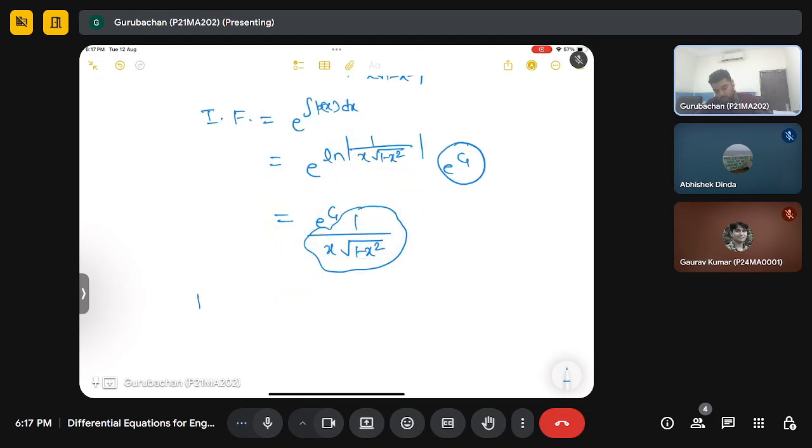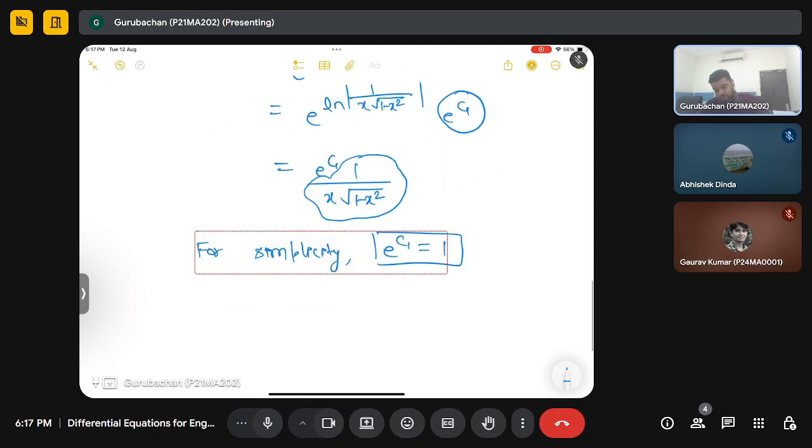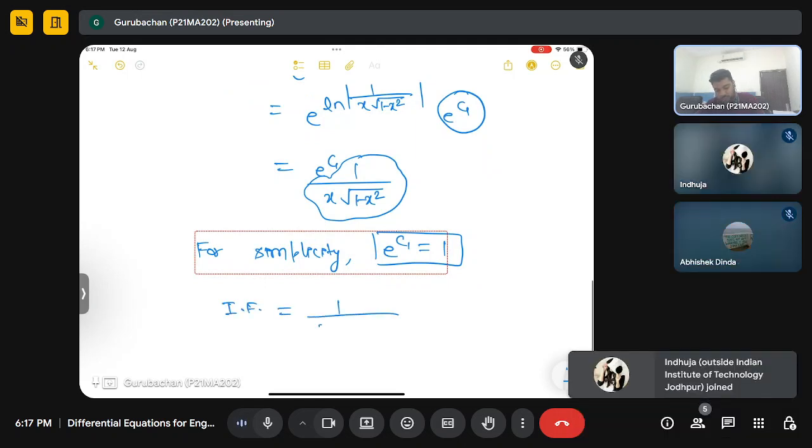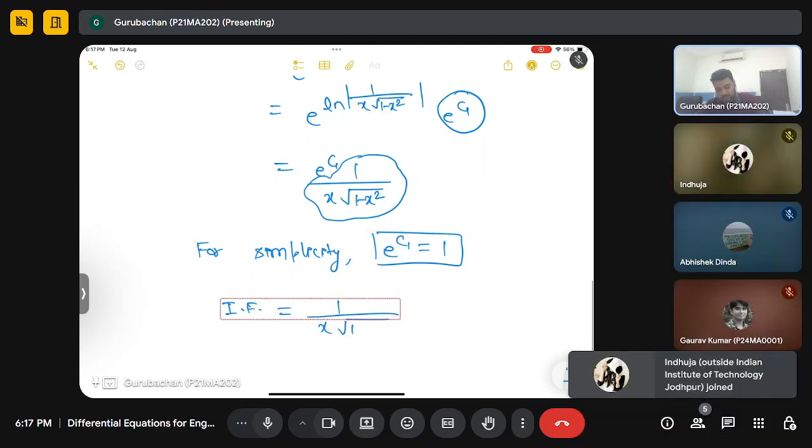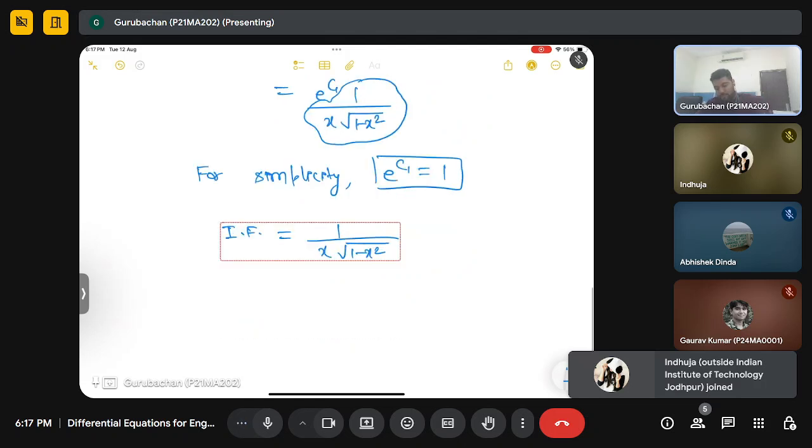Therefore, for simplicity, we avoid this constant, so e to the power c will be nothing but 1. So our simplest integrating factor will be 1 by x under root 1 minus x squared. This is our integrating factor.